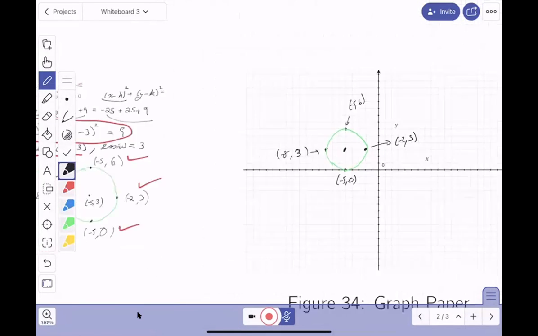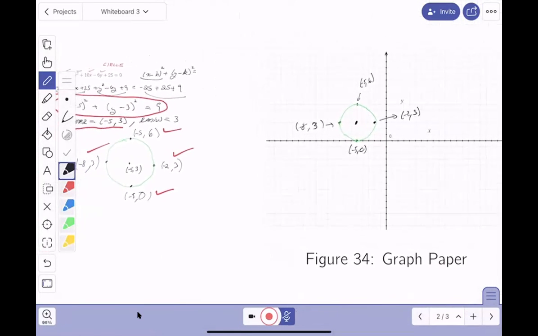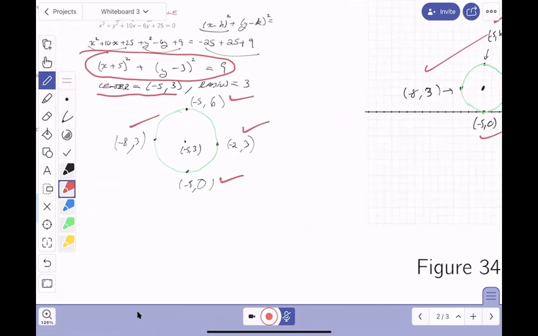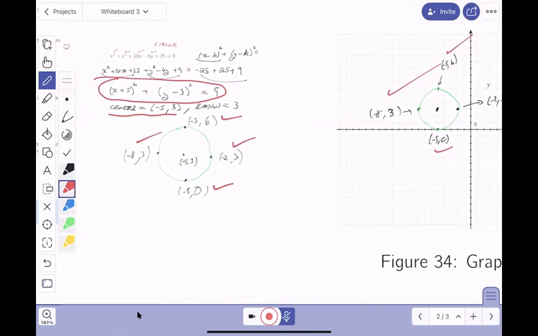All right, nice to have graph paper. Let's see how we did. Let's see if we got these points over here. -5, 6, yeah. -5, 0, -2, 3, and -8, 3. So graph paper can be helpful, particularly to students that have trouble with arithmetic. You can count the points.